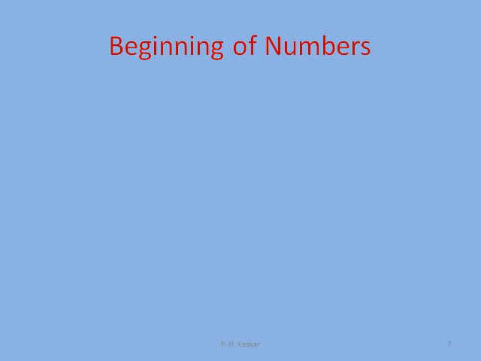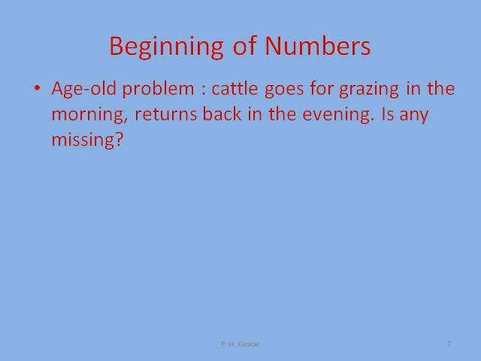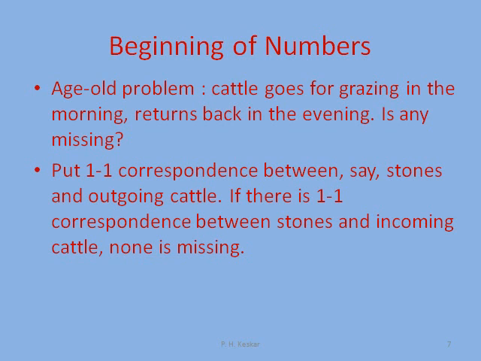Of course, numbers started with the counting procedure, and it started with this age-old problem. Cattle go for grazing in the morning and return in the evening. Now the owner is interested in knowing whether any cattle is missing. What he does is he puts 1-1 correspondence between stones and outgoing cattle. To every outgoing cattle he has a stone. He stores those stones. Now when the cattle come back, he tries to put 1-1 correspondence between stones and incoming cattle. If there is 1-1 correspondence, nothing is missing.